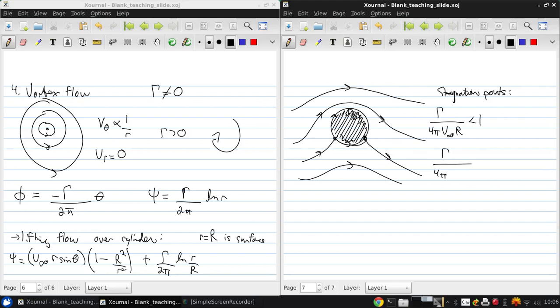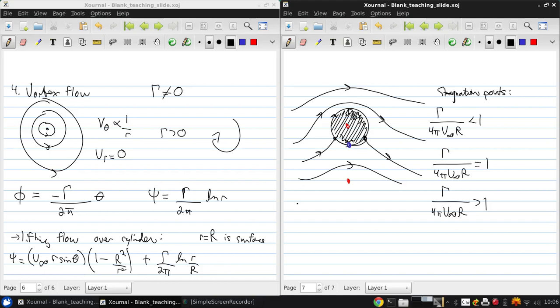If this parameter is exactly equal to 1, there'll be a single stagnation point at the bottom of the cylinder. And if this parameter is greater than 1, there'll be no stagnation points on the surface. There'll be a stagnation point out in the flow down here somewhere. The other will be somehow inside the body, but we don't care about that because we're assuming this is a solid object.